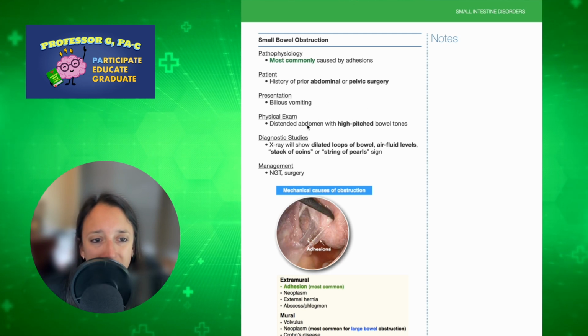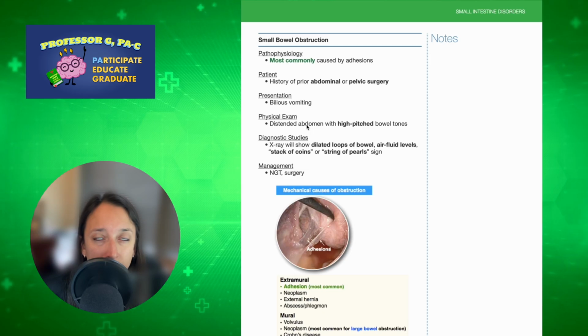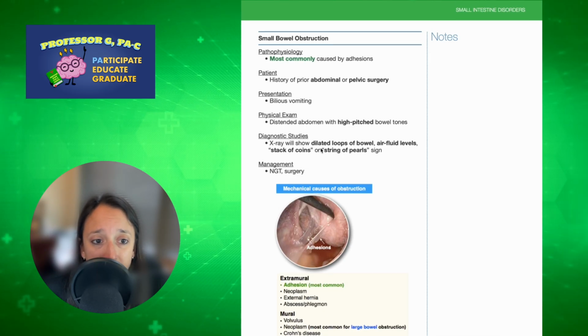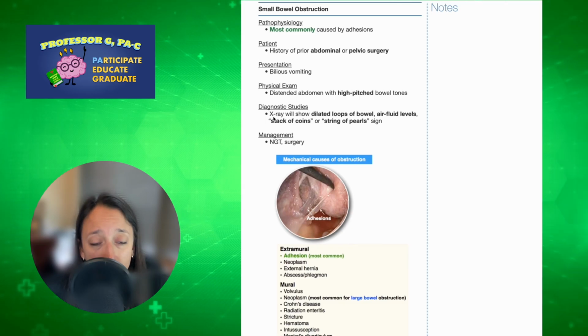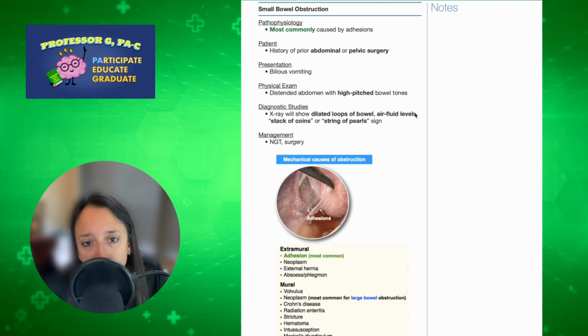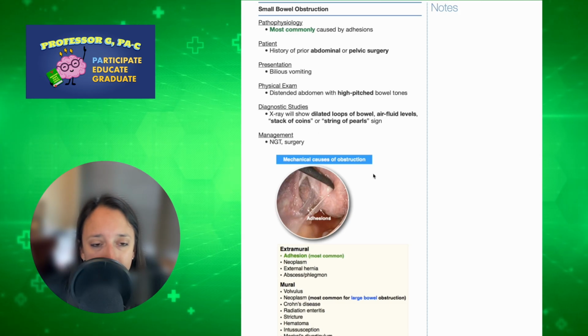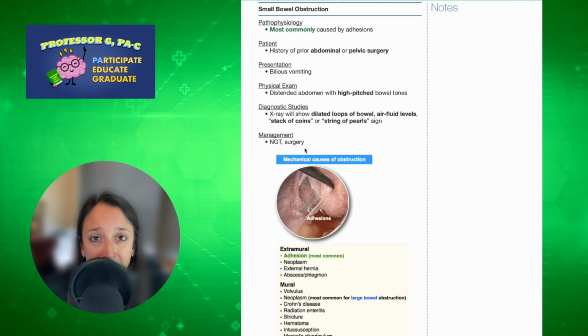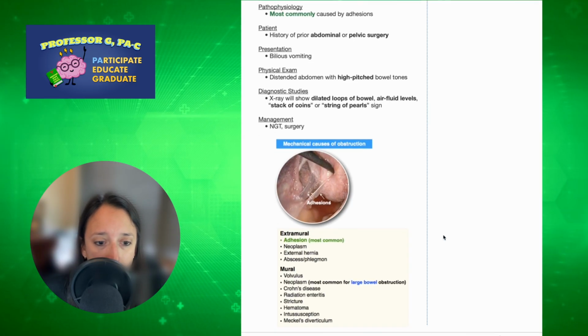Physical exam, we're going to see a lot of distension. We're going to have abnormal bowel sounds, usually high pitched with tinkles and rushes. And diagnostic study is going to be an X-ray, plain film. We're looking for those dilated loops of small bowel with air fluid levels. That's what I see most often. And then management, depending on how bad it is, we can just decompress with the nasogastric tube. And some of these patients need surgery, especially if it's completely obstructed and there's necrosis of the bowel.